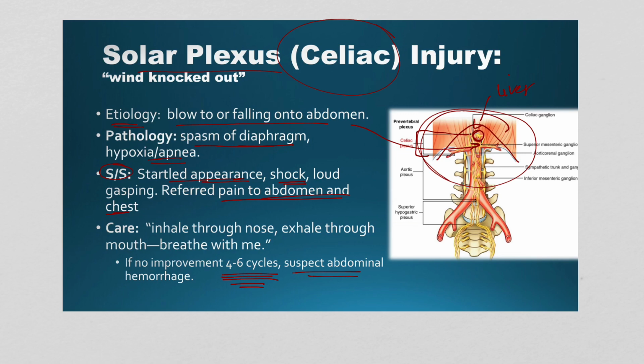So this is really common, believe it or not, in court sports like basketball, where you have a jump ball, for example, patient falls down onto the ball and directly hits that solar plexus or celiac plexus. So very common to see in court sports, very common to see in sports where there is sparring occurring.